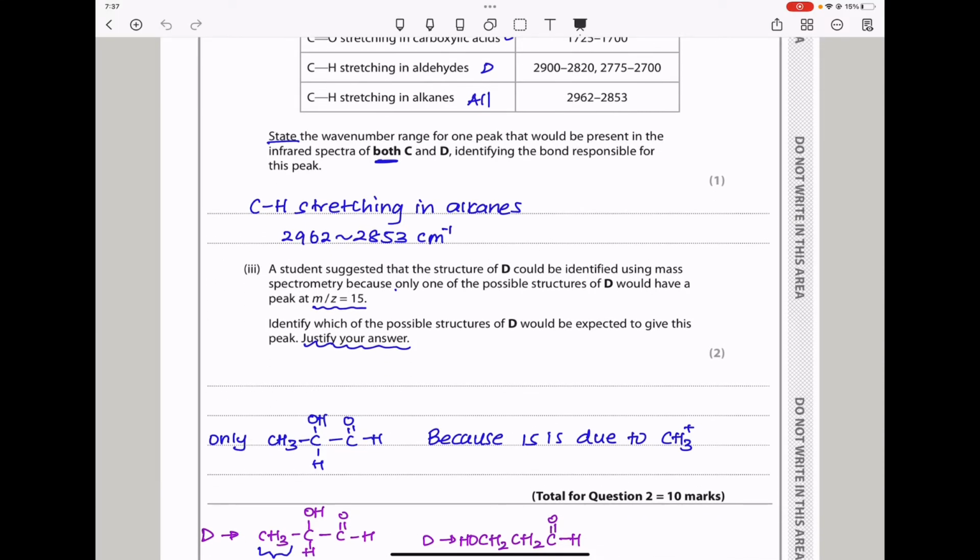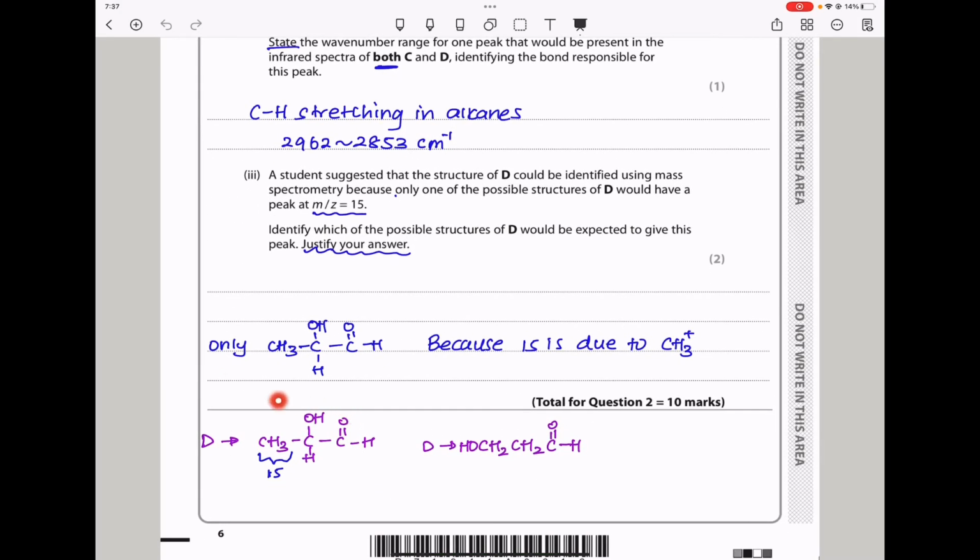Next, they say a student suggested that the structure of D could be identified using mass spectrometry because only one of the possible structures of D would have a peak at mass to charge 15. Which of the possible structures of D would be expected to give this peak, and justify your answer?